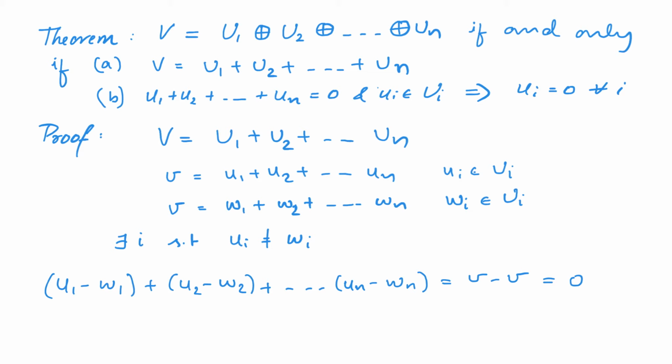But this implies that ui minus wi is equal to 0 for all i by condition B. In other words, ui is equal to wi for all i. And this proves that every element in V can be written as a unique sum. Thus, V is a direct sum of its subspaces u1, u2, u3, etc. up to un. And that completes the proof.